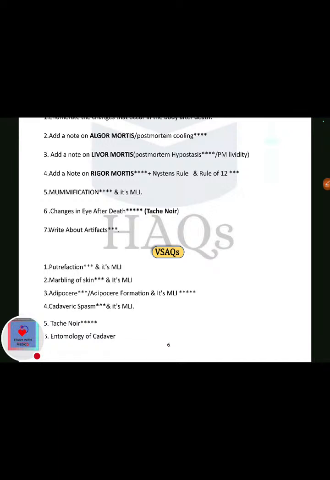What is the mechanism? Stagnation of blood after death. Collection of blood in the capillaries and veins due to gravity. So stagnation of blood after death, because of the collection of blood in capillaries and veins due to gravity. What is the site? Dependent parts of the body.